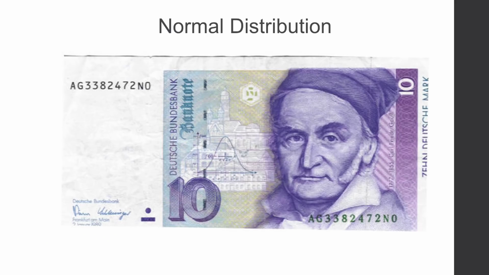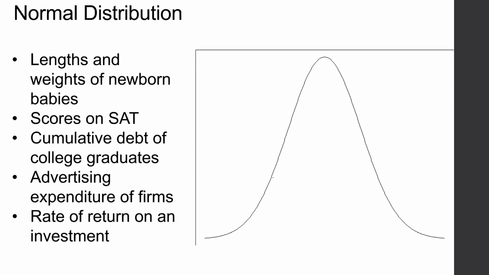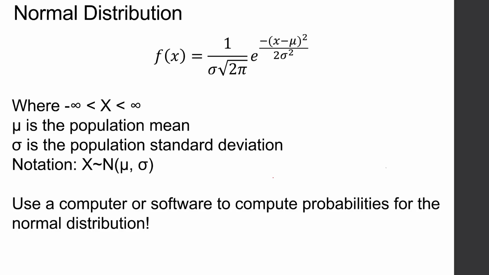Okay, so now let's jump right into the normal distribution, a very special continuous distribution. So the normal distribution here is on this old Deutschmark right there. Okay, it's a very famous distribution. Lots of things follow a normal distribution: lengths and weights of newborn babies, scores on the SAT, cumulative debt of college graduates, advertising expenditure of firms, rate of return on an investment. Notice the normal distribution is a unimodal, symmetric, what we call bell-shaped distribution.